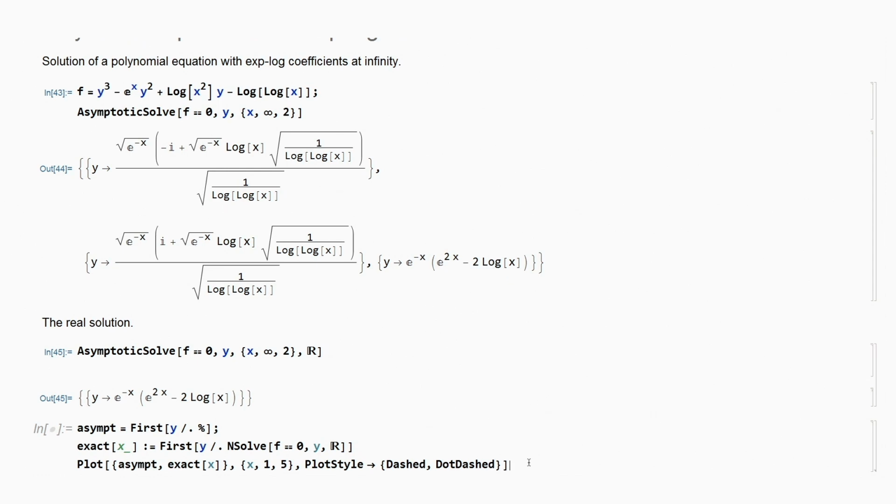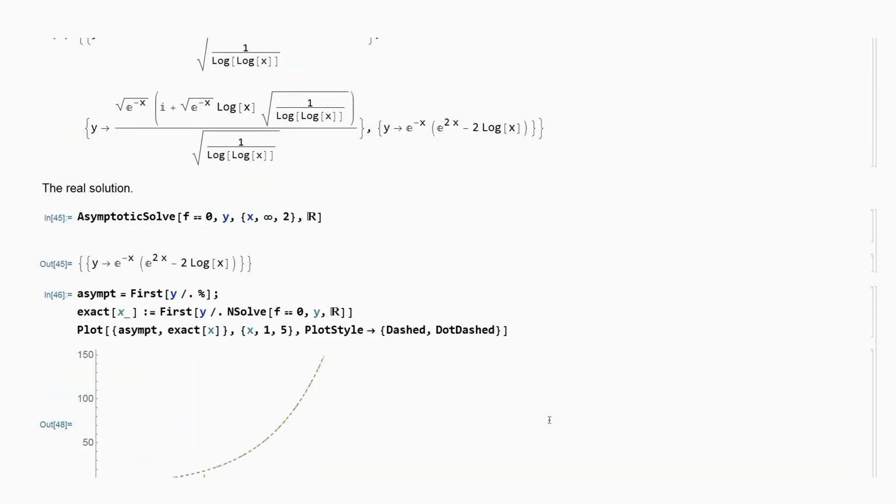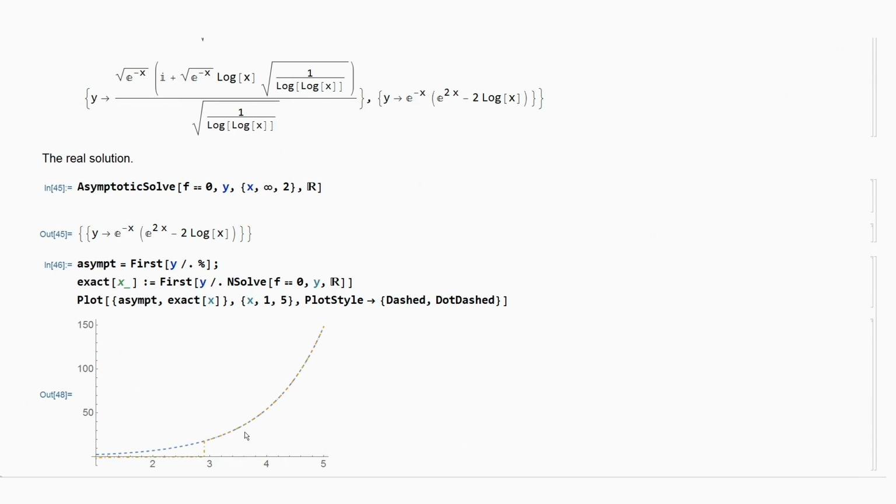And we can check that indeed near infinity we get a good approximation. So the blue line is our asymptotic solution. The yellow line is the exact solution, and we can see that near zero it's a different solution. Then it jumps, and then it's pretty much equal to our asymptotic solution. We cannot even see the difference because everything is exponential here. So the difference disappears pretty fast.